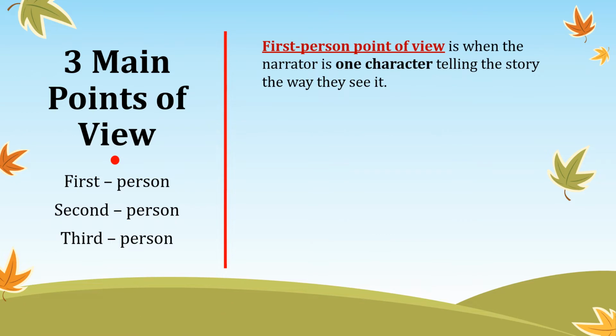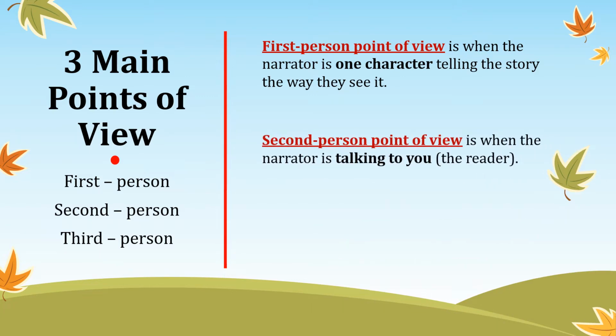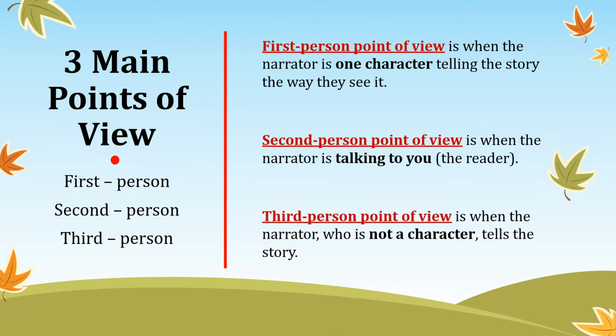First person point of view is when the narrator is one character telling the story the way they see it. Second person point of view is when the narrator is talking to you, the reader. Third person point of view is when the narrator, who is not a character, tells the story. Let's take a look at each one.